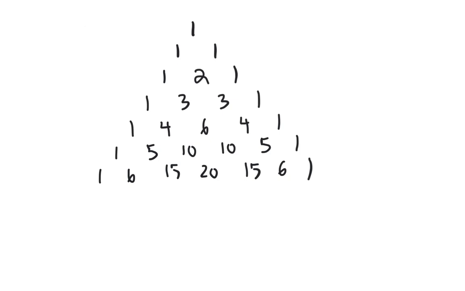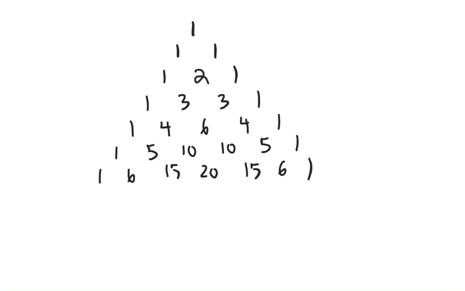The whole idea is you start with a 1, and then 2 1s, and you put a 1 down each side as follows, and then to get the next entry, you just add the 2 entries above it. For example, 1 plus 1 is 2, so we put a 2 there. 1 plus 2 is 3. 2 plus 1 is 3. Let's do down here. 6 plus 4 is 10, etc.